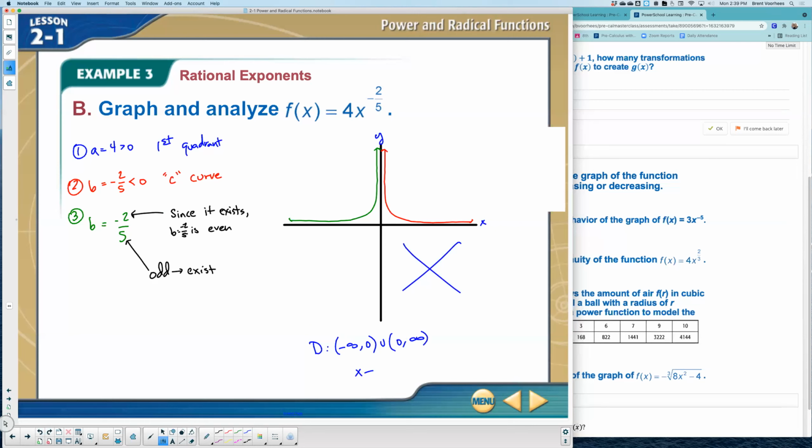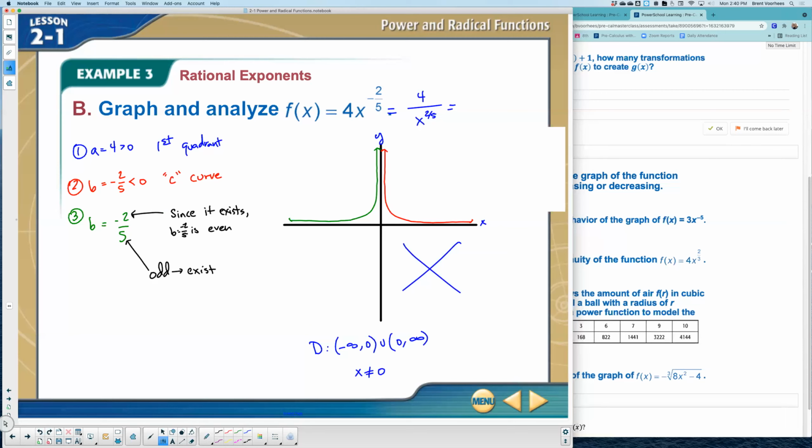That's how I was writing it earlier this school year. I was writing it like that often. If you're wondering why that is the case, well, this problem could be rewritten. What you'll learn is a negative power means just put the x in the denominator. It really means that you're dividing by x to the power of 2/5. So now we're dividing by the x, and that's why it has that break at 0.